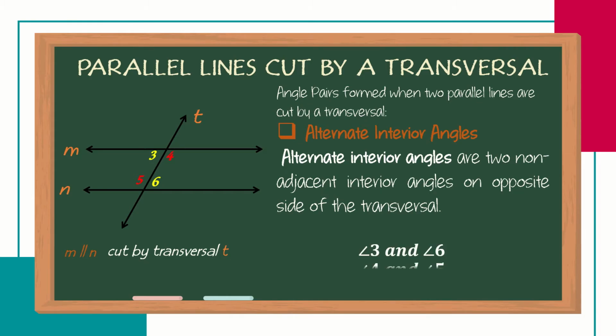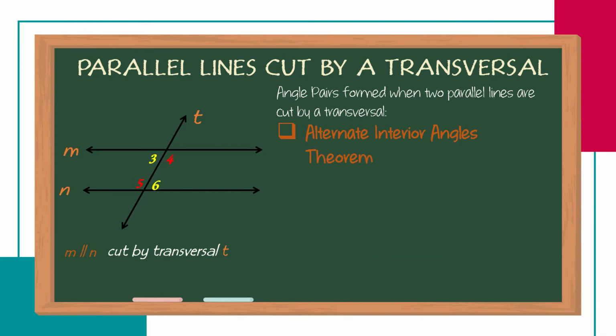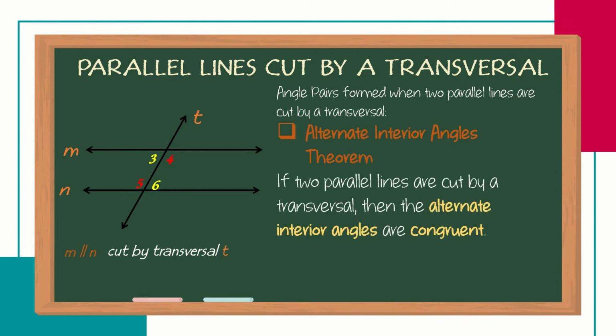The theorem for the alternate interior angles is: if two parallel lines are cut by a transversal, then the alternate interior angles are congruent. If M is parallel to N, then angle 3 is congruent to angle 6, and angle 4 is congruent to angle 5. You can prove this theorem for a particular angle pair, and the other angle pairs can be proven similarly. We'll have our examples for this later on.